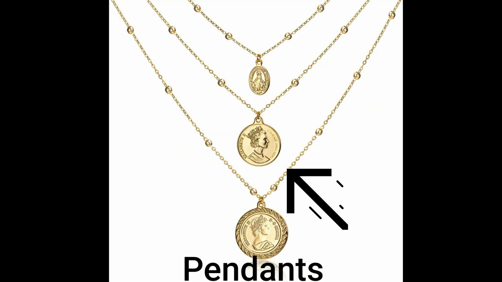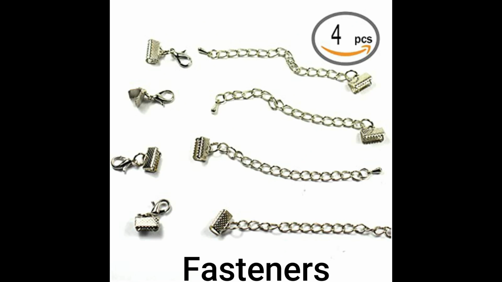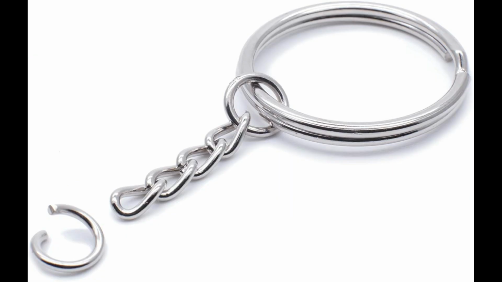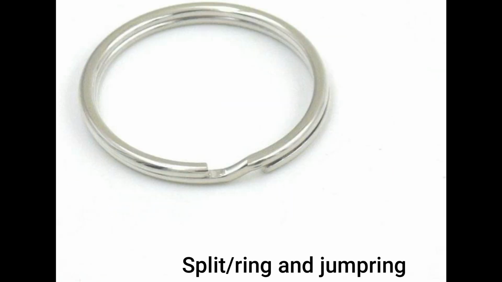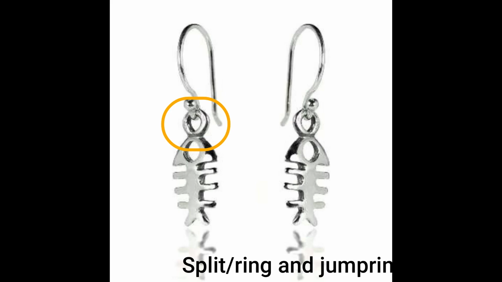Pendant is a piece of ornament that hangs from a chain that is worn around the neck, and it is mostly found in necklaces. Fasteners are the accessories that are used to secure bracelets and necklaces when being worn at the edges, and they are of many different types. A keyring or a jump ring is used to join a pendant to the chain or a hook to an earring.